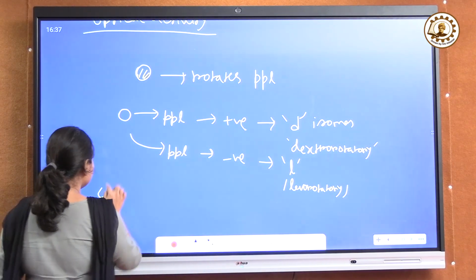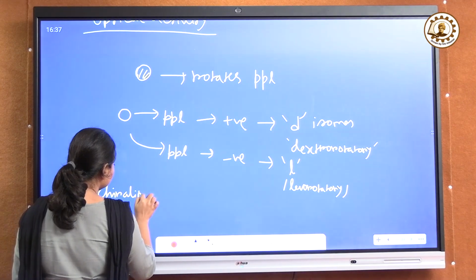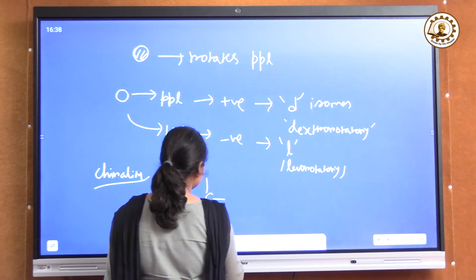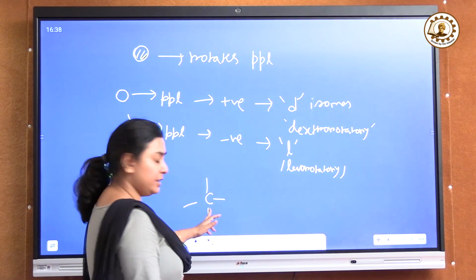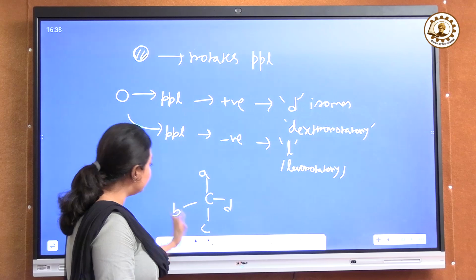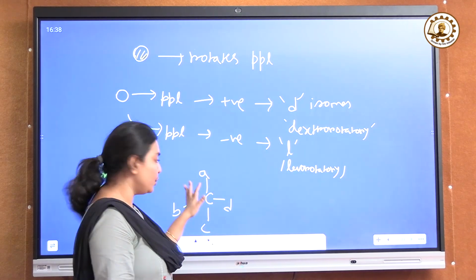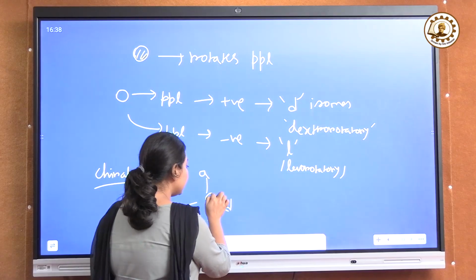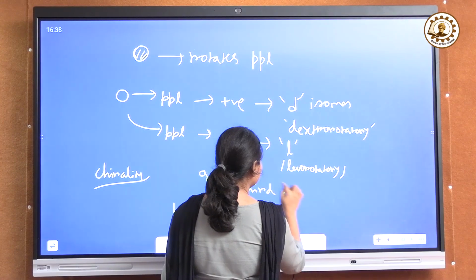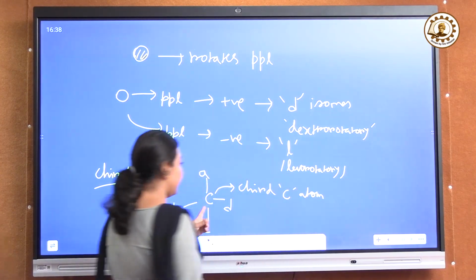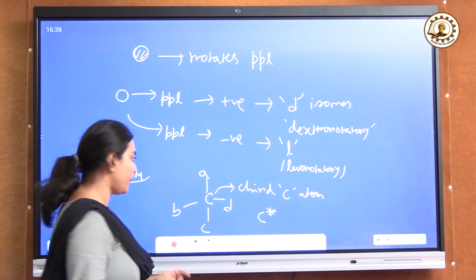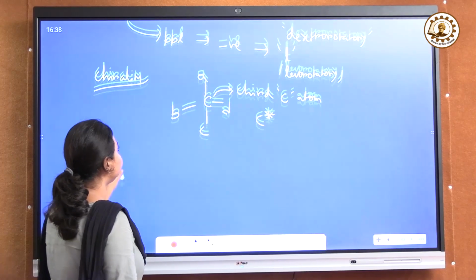Now coming to the topic of chirality. What is a chiral molecule? If a carbon atom has four attached substituents, and the four substituents attached to this carbon atom are totally different from each other, then we can say that this carbon atom is a chiral carbon atom. This chiral carbon atom is denoted as C star.